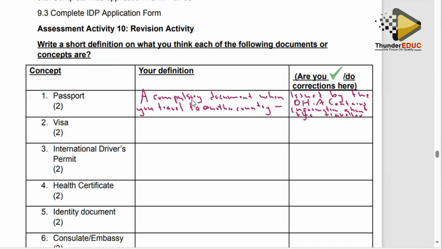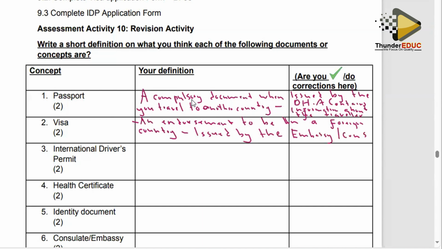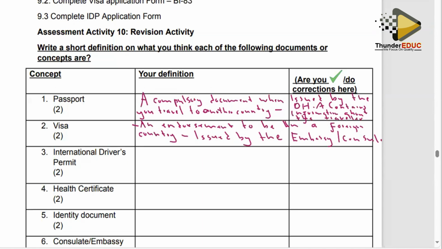Then let's move on to the visa. Visa, it is an endorsement to be in a foreign country. It is issued by the embassy or consulate of the country which you want to visit.